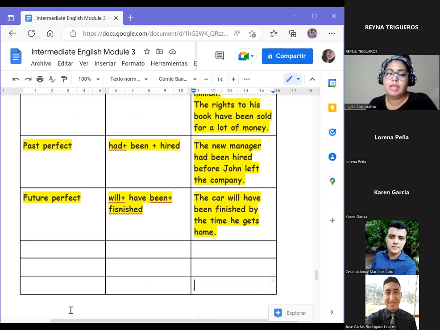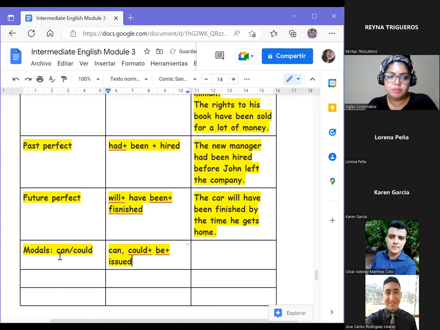And we have three more to end the table. In this case, we're not using the tenses. In this case, we're going to use modals. We have the modals can and could, have to, and must. In that case, we are going to use the modal to create this passive voice. So for the first modal, can and could, we obviously use can or could for the construction of the sentence, plus be plus the past participle, issue.